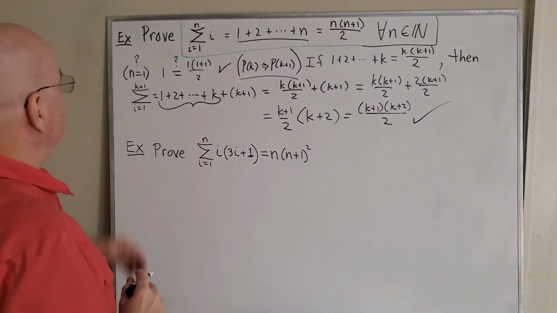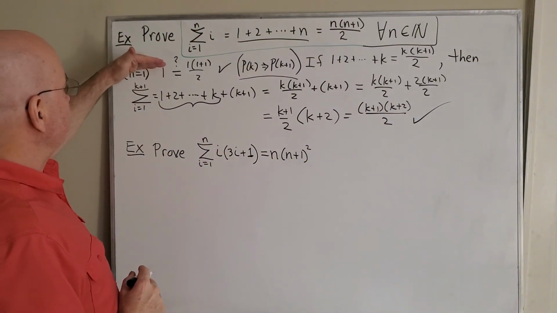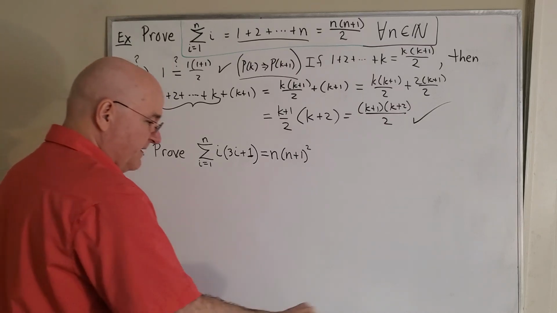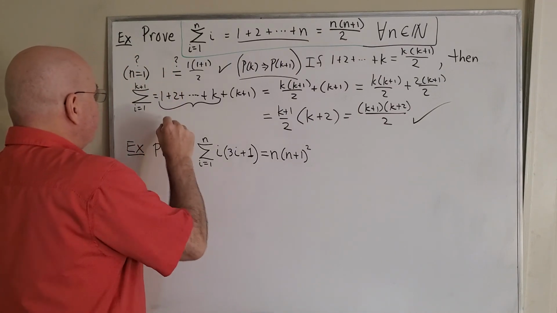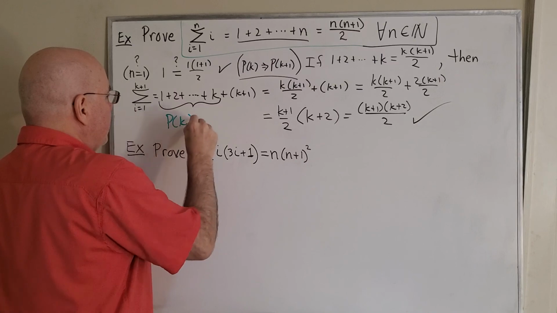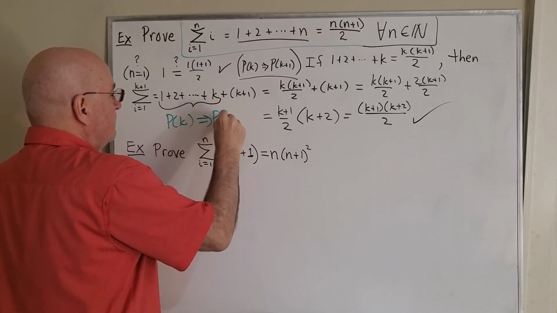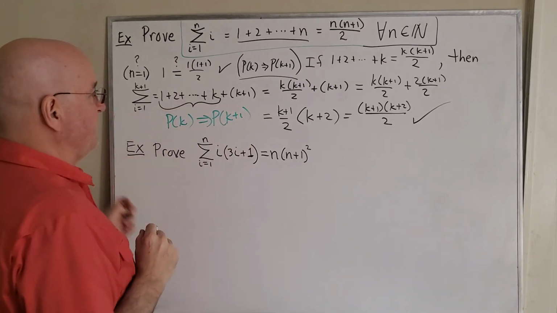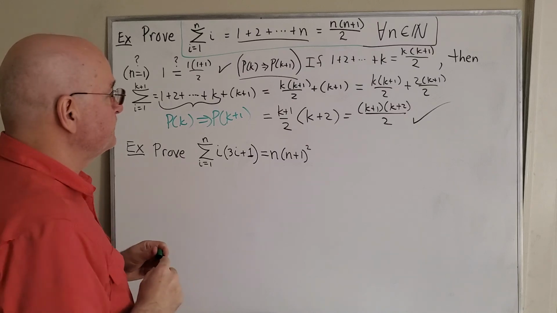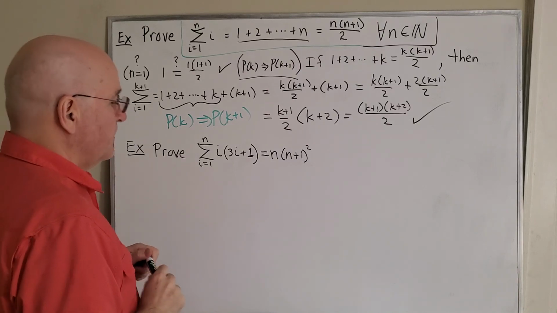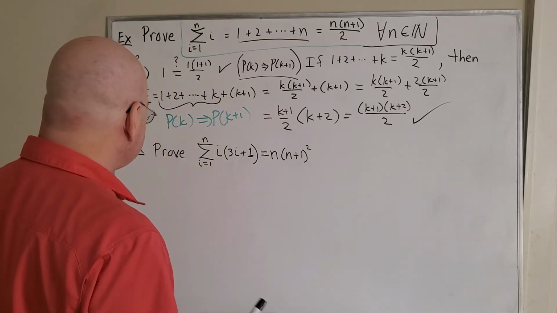That's the end of the proof. We did the base case, k equals 1, and we proved then that if Pk is true, then Pk plus 1 is true as well. Okay, let's go to the next one.